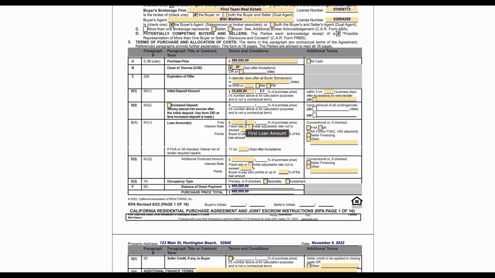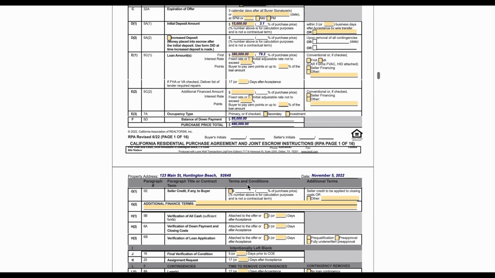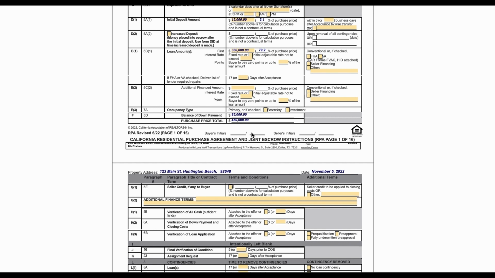Loan amount is how much you'll be borrowing from your lender to close this deal. It defaults to conventional loan, but if you're using another form of financing such as FHA or VA, you'll state that here as well. Occupancy defaults to primary residence, but if it's going to be a secondary or investment home, you need to state that as well. Balance of down payment will be your down payment minus the initial deposit you put.